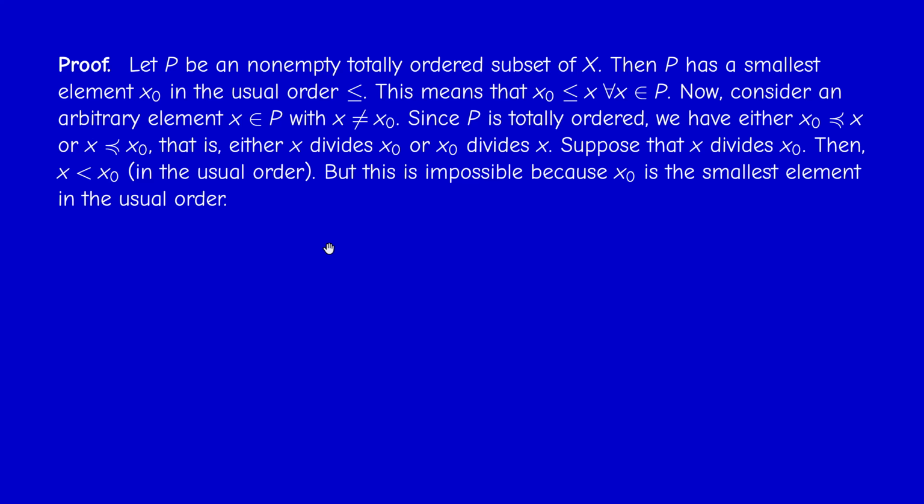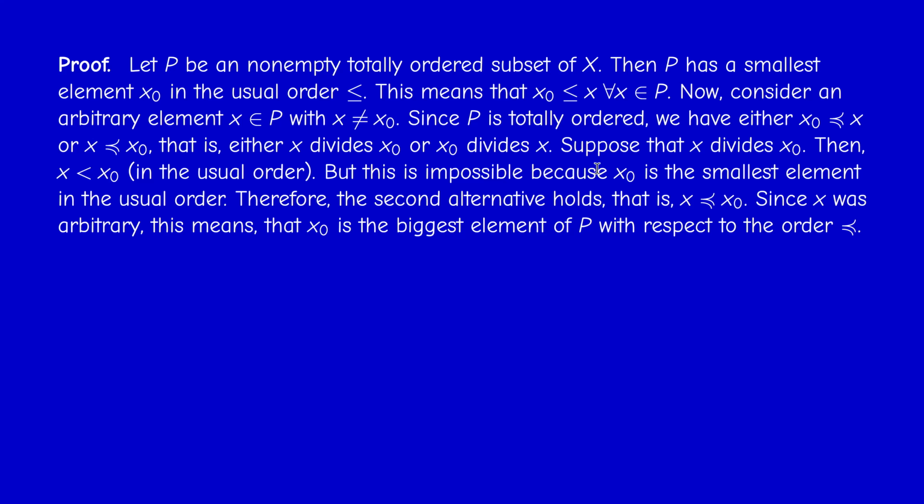But this is impossible because x0 is the smallest element of P in the usual order. So the first assumption cannot hold. So necessarily x0 divides x. So x is related to x0. And since x was arbitrary, we now have an upper bound of P: x0 is an upper bound of P. And it happens that x0 is in P, so it's the biggest element. That's it. So we proved that every non-empty chain in X has an upper bound, x0. And this upper bound, how to construct it, is the smallest element of P in the usual order. So X with this relation is inductive.